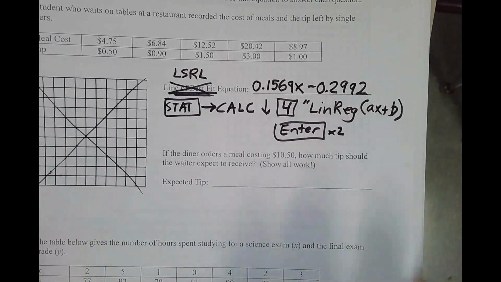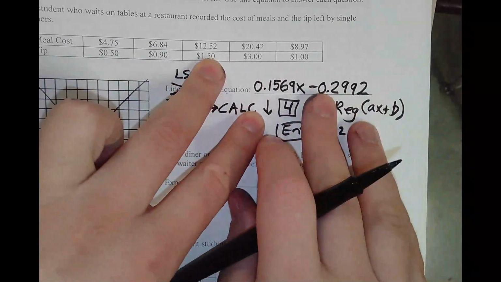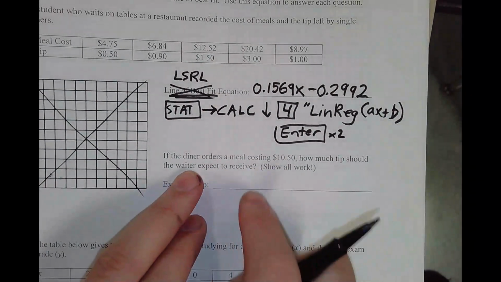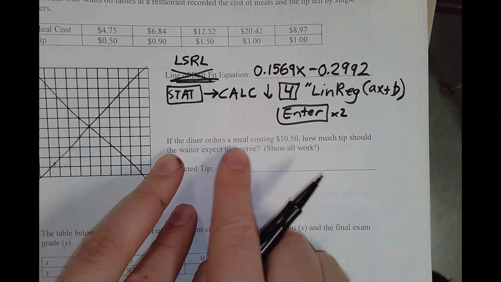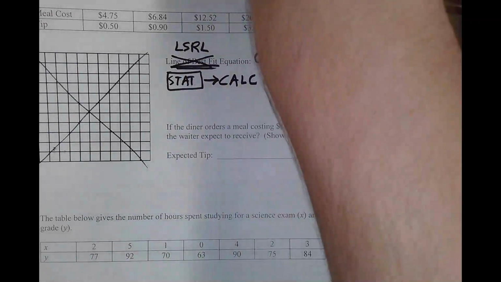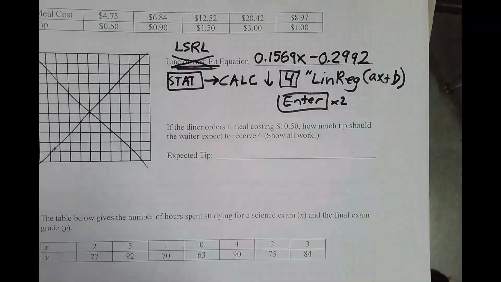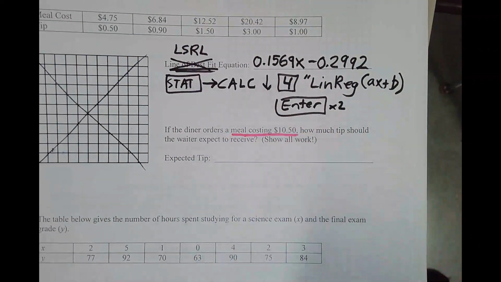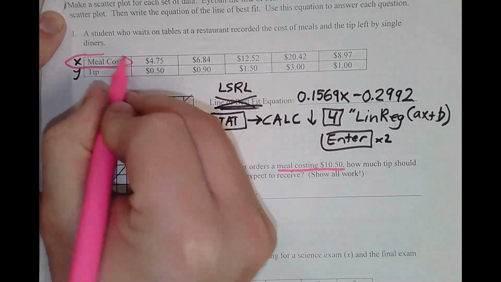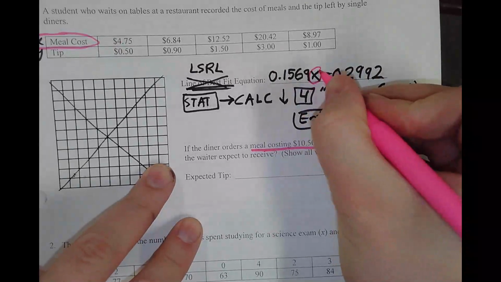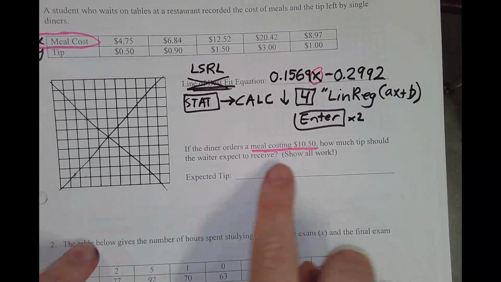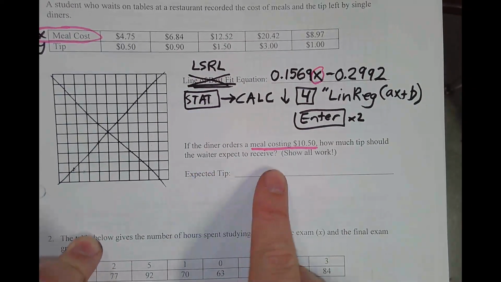Now let's answer some questions. Once we come up with the equation, that's great. We come up with the equation and we get our working equation, the LSRL. But we're going to have to answer a question about that now. It says, if the diner orders a meal costing $10.50. What's meal cost? Is that X or Y? That's X. Okay, we're going to write that down as X. So for this equation, we're going to replace X with $10.50. If the meal costs $10.50, how much tip should the waiter expect to receive?